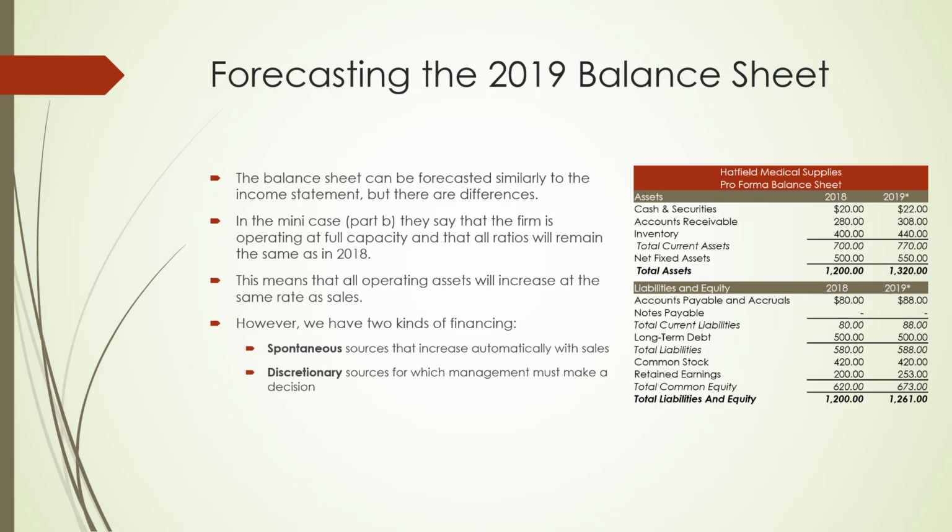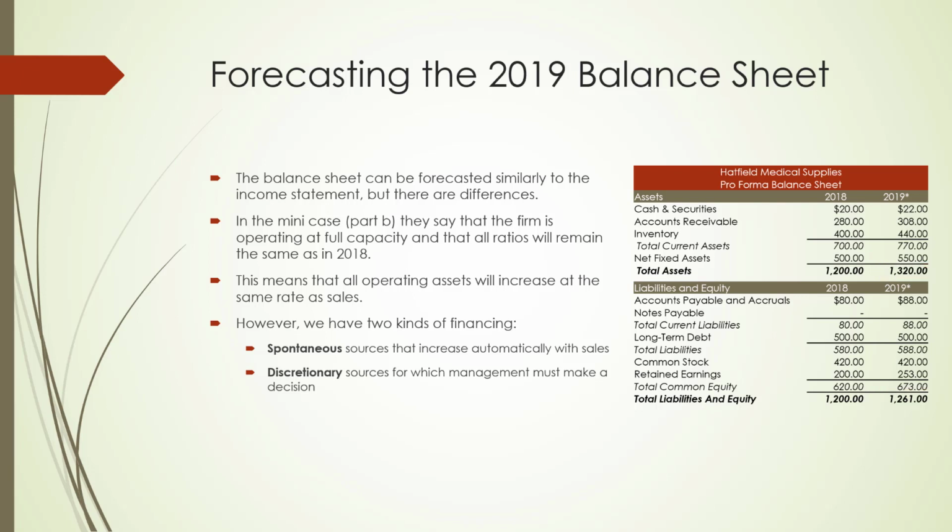So the spontaneous sources go up at the same rate as sales, but with discretionary sources, we leave them at last year's value, because later on, we're going to figure out how much to add to notes payable, long-term debt, and new common stock. So with accounts payable and accruals, we increase them by 10% to 88. Long-term debt stays the same. Common stock stays the same. And then retained earnings goes up by 53 because that was net income minus dividends. Now, when we total up the liabilities and equity side of the balance sheet, we get 1,261, and our total assets are 1,320.